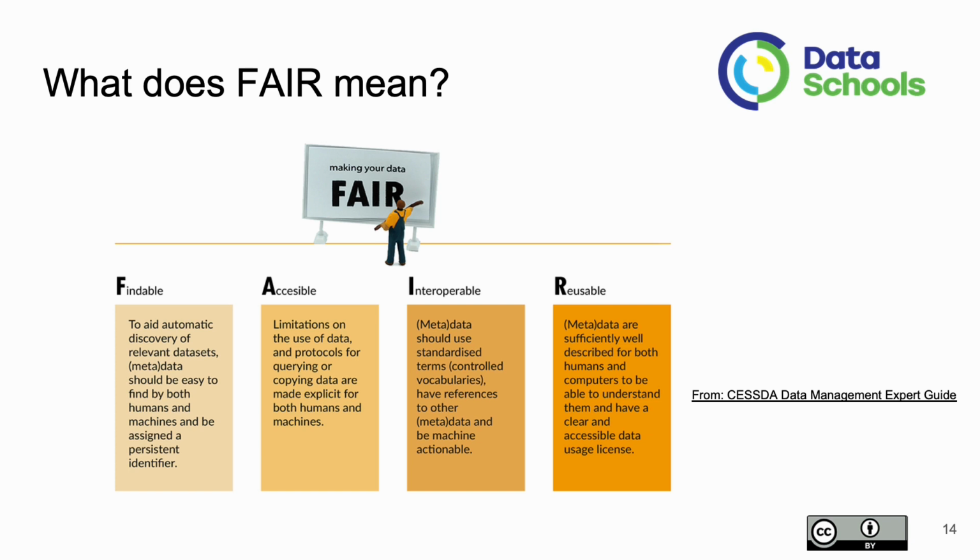Under interoperable, metadata should use standardized terms, in other words, controlled vocabularies, and have references to other metadata, and it should be machine actionable. Under reusable, the metadata are sufficiently well described for both humans and computers to be able to understand them, and they should have a clear and accessible data usage license.